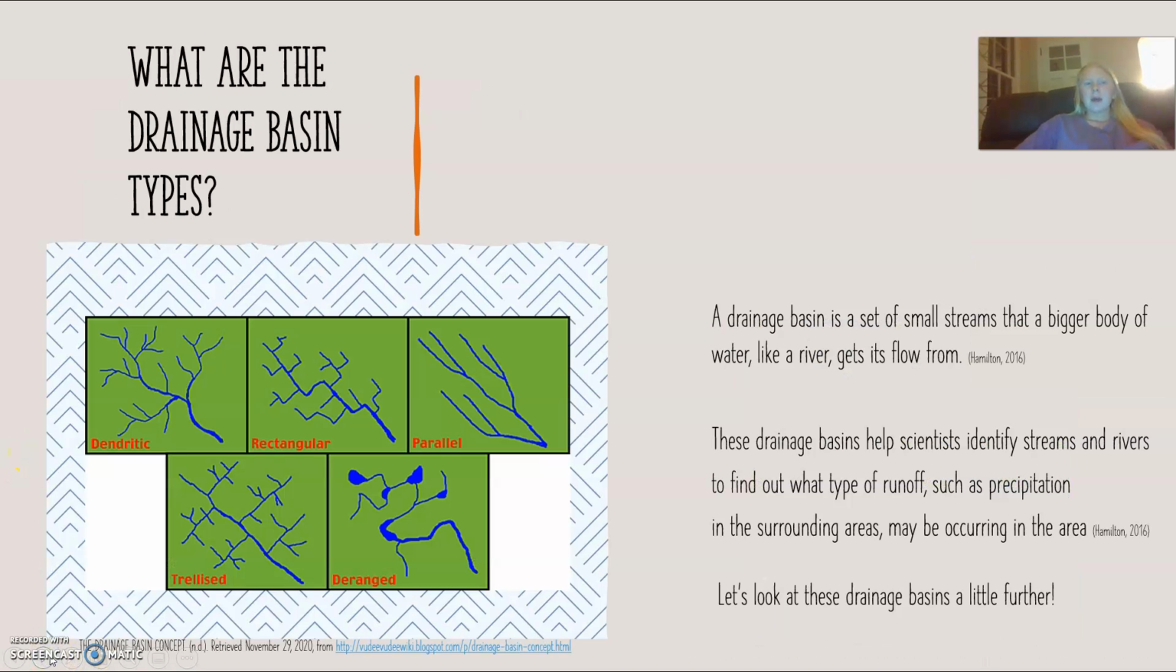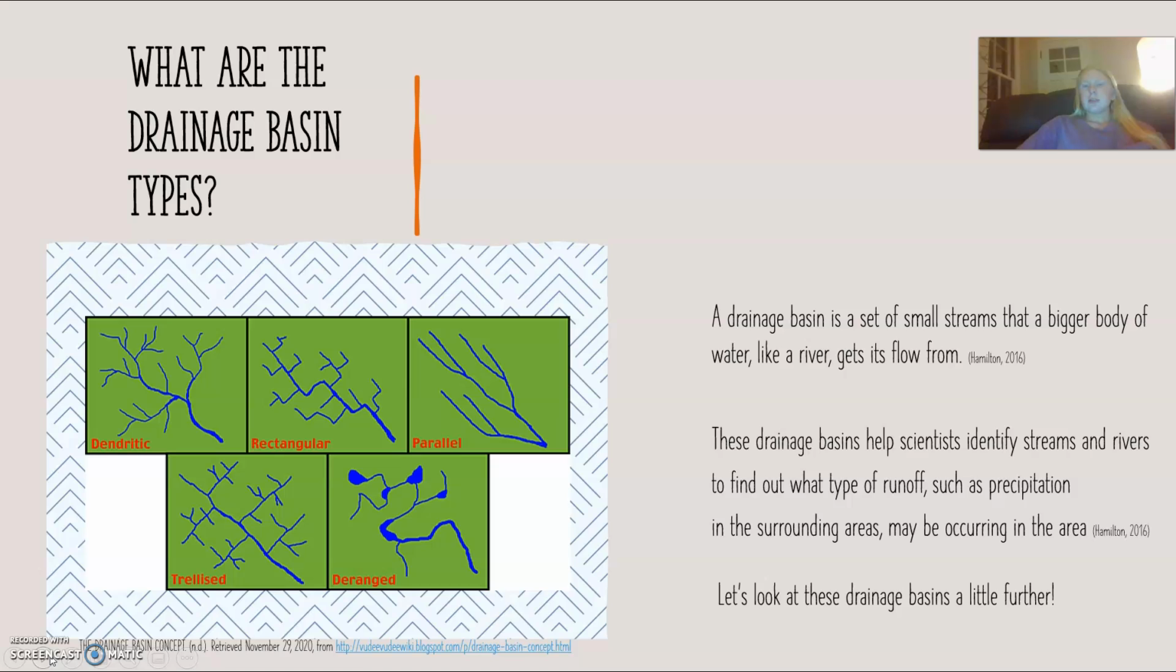So now we're going to talk about drainage basins. What are the drainage basin types? A drainage basin is a set of small streams that a bigger body of water like a river gets its flow from. These drainage basins help scientists identify streams and rivers to find out the type of runoff, such as precipitation in the surrounding areas, that may be occurring in the area.